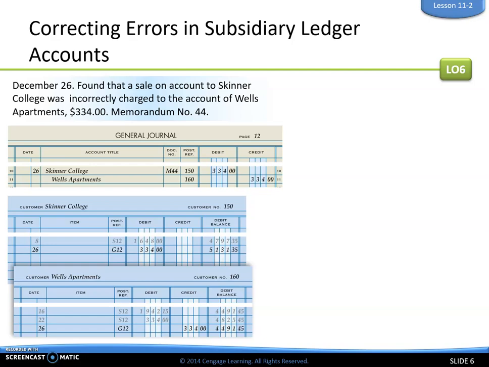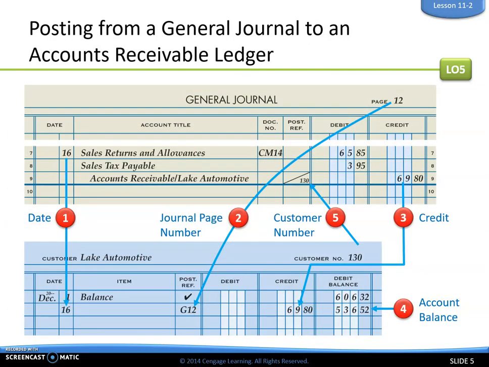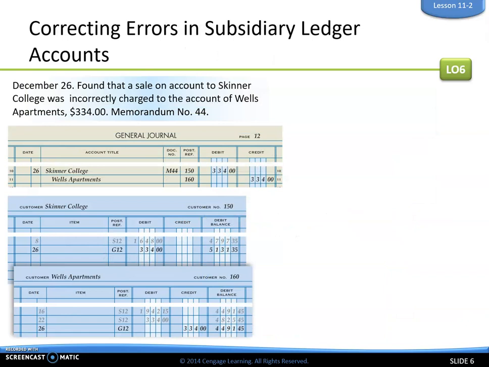Okay, they don't show us posting of that general ledger at this point. So we're going to go on to our next thing where it says correcting errors in subsidiary ledger account. On December 26th, it said that we found that a sale on account to Skinner College was incorrectly charged to the account of Wells Apartments, $334, Memorandum number 44. So they are showing us that correcting entry then.